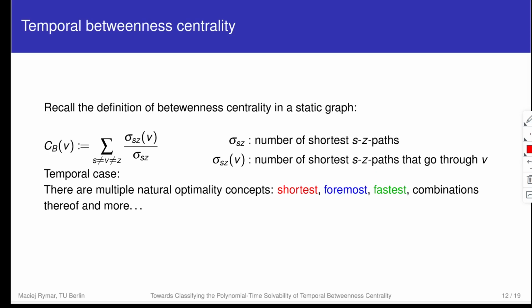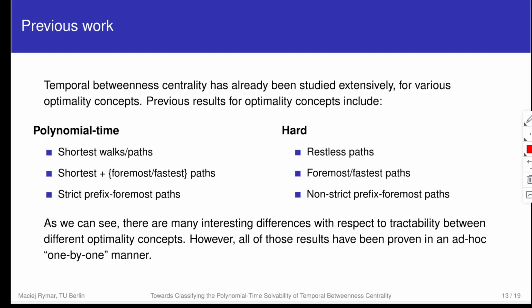So the case is not as straightforward. Determining what optimal means in the case of temporal graphs is not as clear. And hence, we basically go around this issue by defining one betweenness variant for each optimality concept. So for shortest, we have a separate concept of betweenness centrality, for foremost, and so on and so forth.